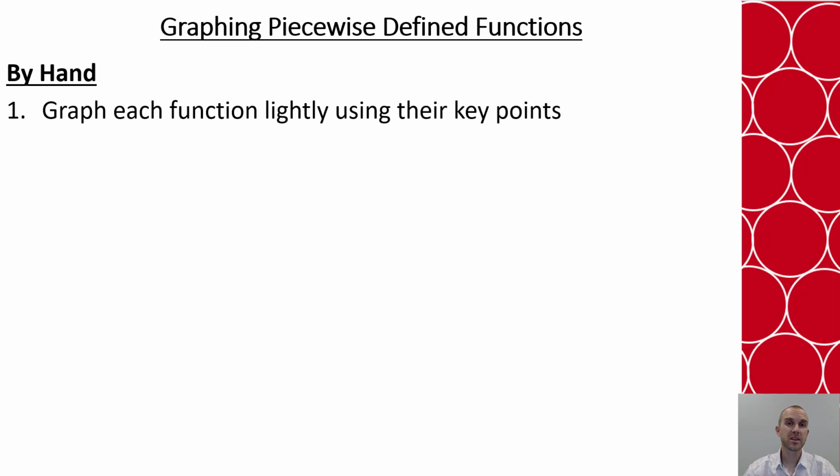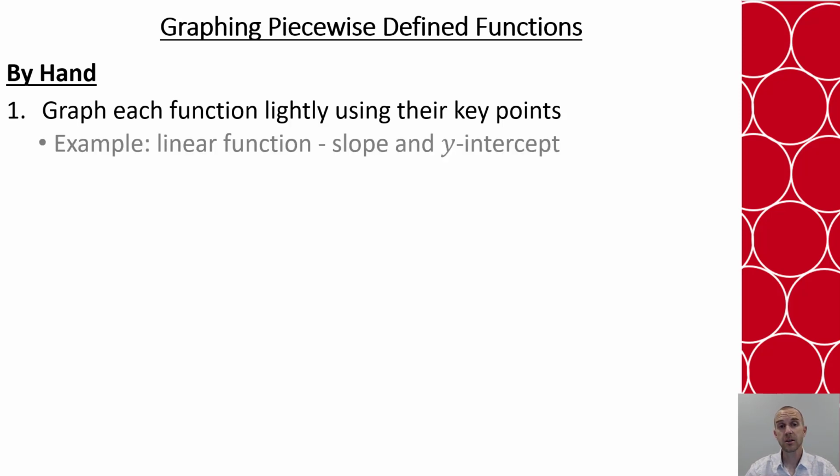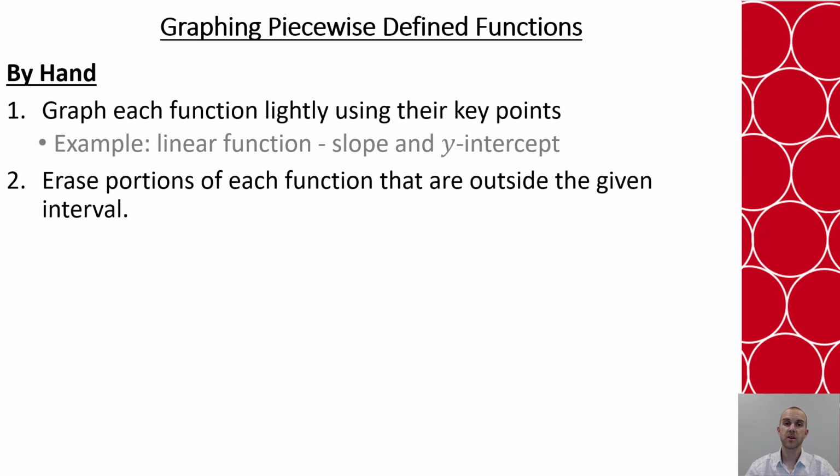Now, what if we need to graph a piecewise defined function? If we're doing it by hand, the first thing I do is graph that function completely, just do it very lightly, and I use key information about that function. For example, if I have a linear function, I would use the slope and the y-intercept to graph it across the entire graph for which I have. Then I would go back and erase the portions of the function that fall outside of a given interval. So if it ended at, say, x equals 1, then I would erase everything after that.